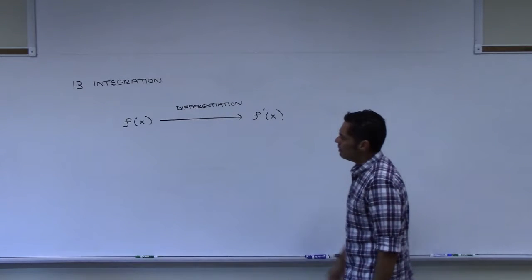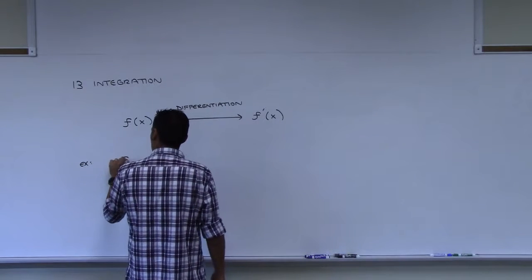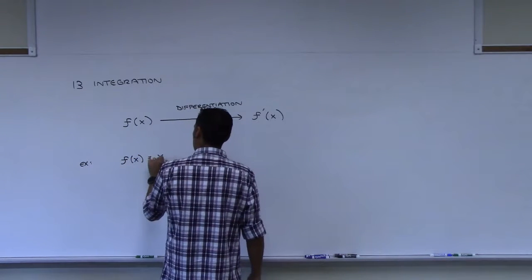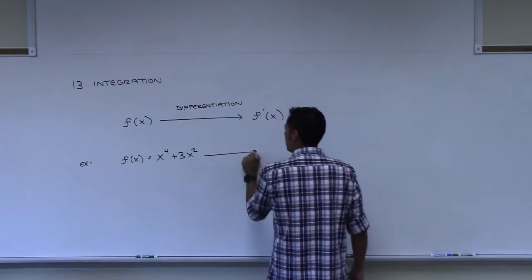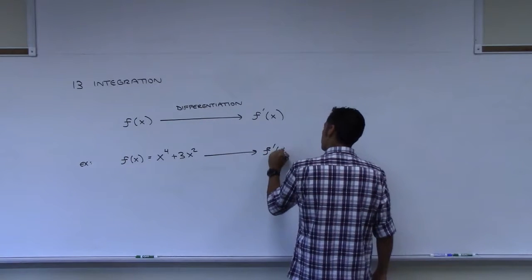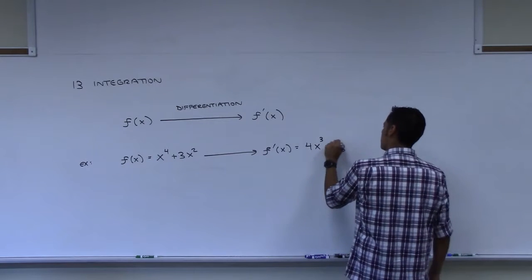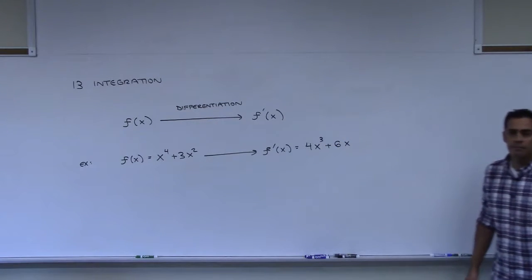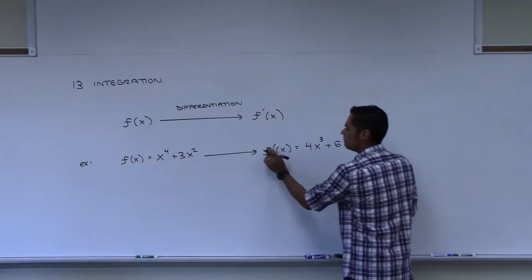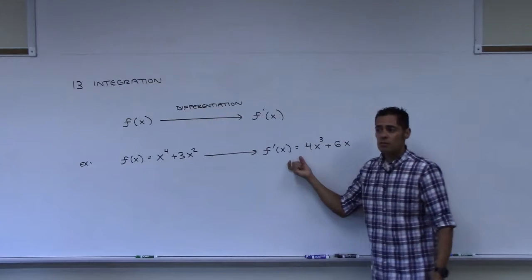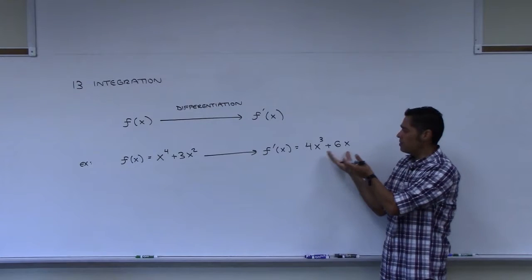So let me give you a specific example underneath this. If someone gave you the function f of x, we'll do something very simple, x to the 4th plus 3x squared, then if we differentiate it, we get f prime of x, which is 4x cubed plus 6x. Right? So that's fine. Now this answer over here is just a function, right? This is a function, 4x cubed plus 6x.